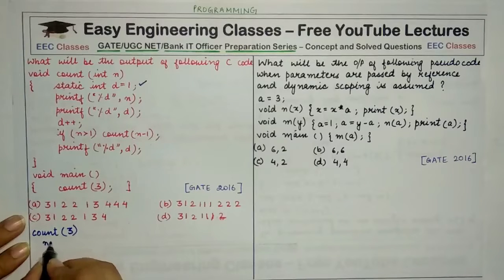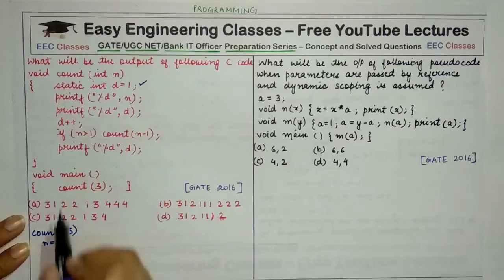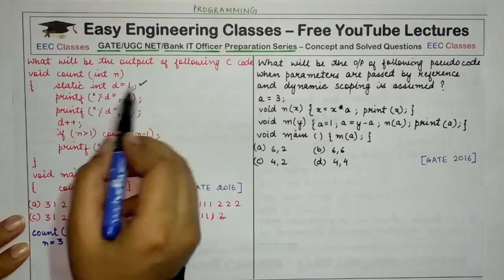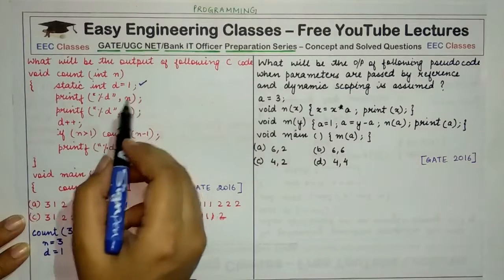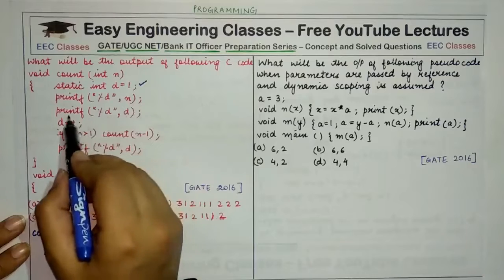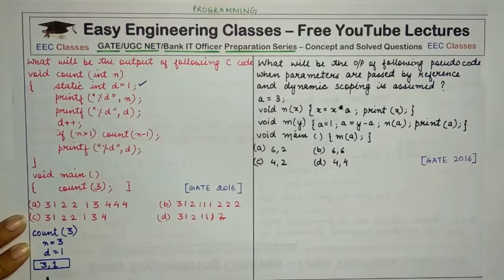Okay, here in this call n is 3. Now since it is the first call of count, this statement is executed, and d is a static variable which is initialized with the value of 1. After this we print n and we print d. So what are the values that are printed? n, which is equal to 3, and d, which is equal to 1. So the box that I am making means that these values would be printed in this call.